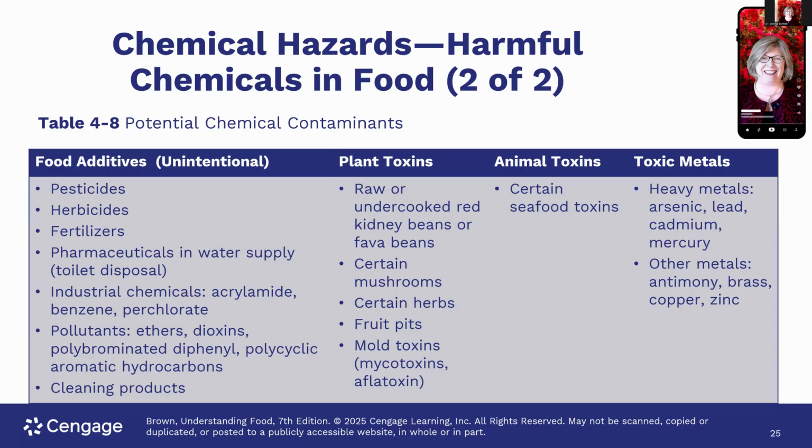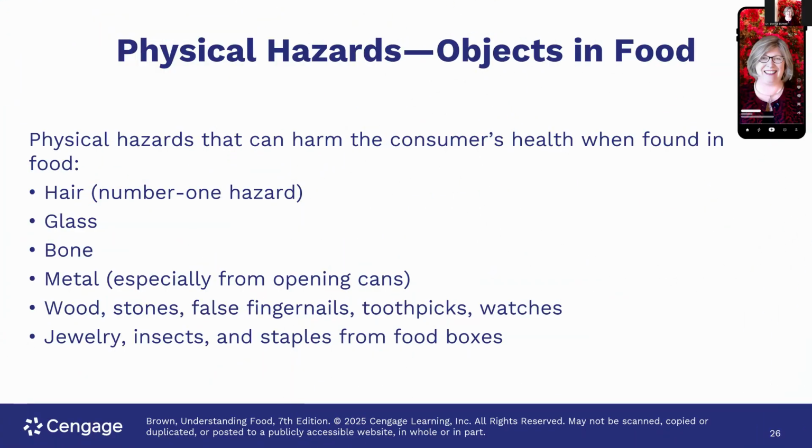Under plant toxins, you see raw or undercooked red kidney beans, certain mushrooms, certain herbs, fruit pits, mold toxins, which we already talked about, and then animal toxins. Mostly here we're talking about seafood toxins. Physical hazards. This is our last category.